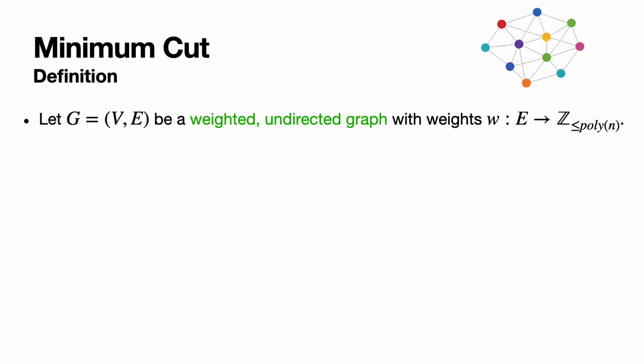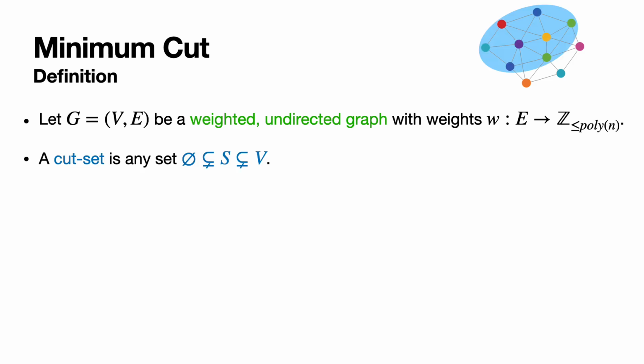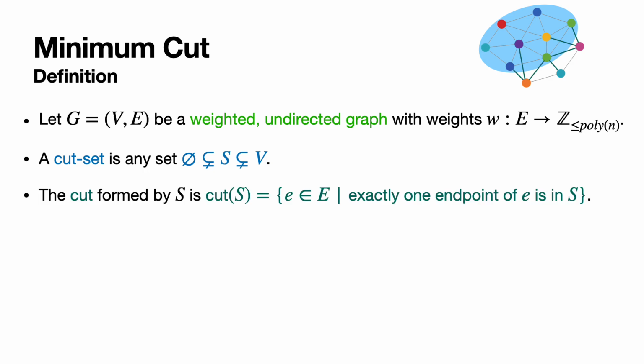Let G be a weighted undirected graph with edge weights W which are polynomially bounded. A cut set is any set S which is not empty and is not the entire vertex set. The cut formed by the cut set is the set of edges such that exactly one endpoint of the edge lies within the cut set. So in the picture above, the blue shaded area is the cut set and the turquoise edges are the cut. The weight of the cut is the sum of edge weights.